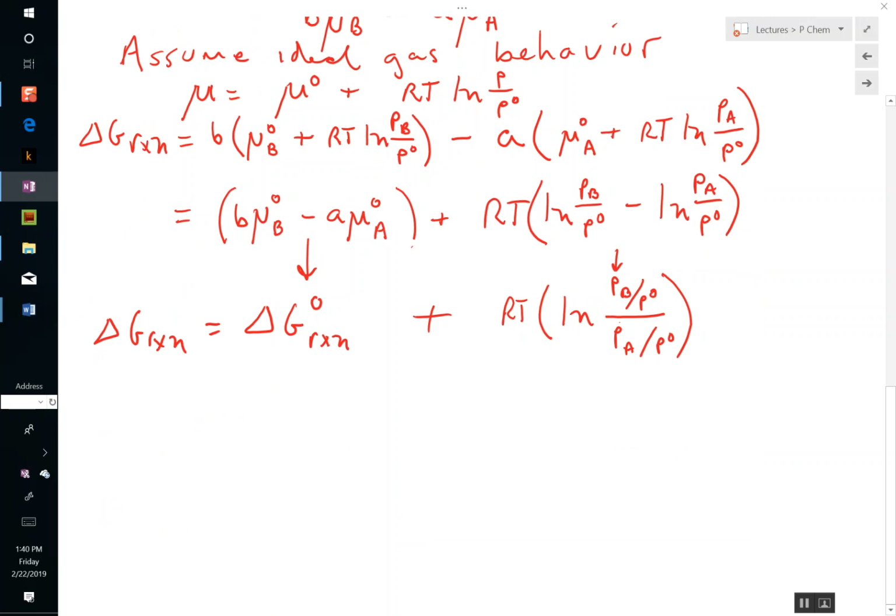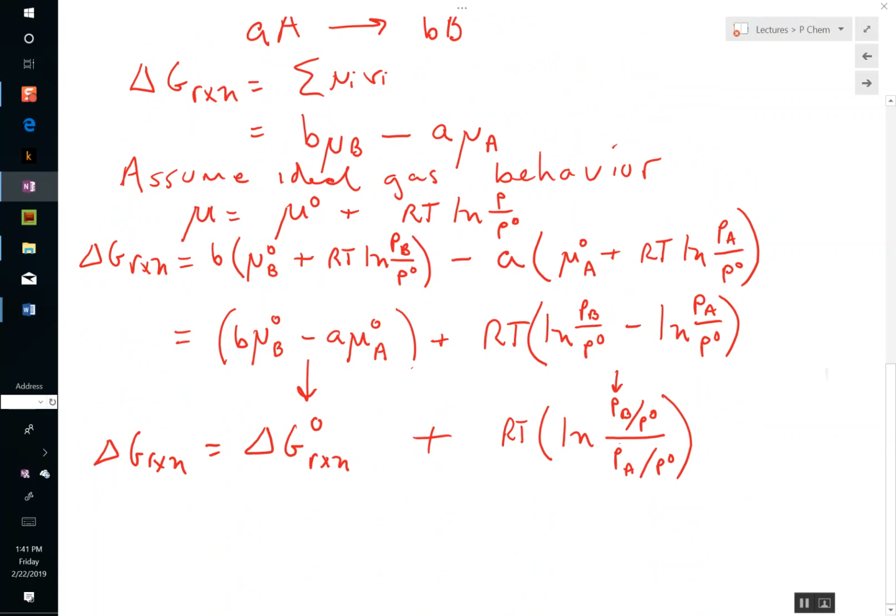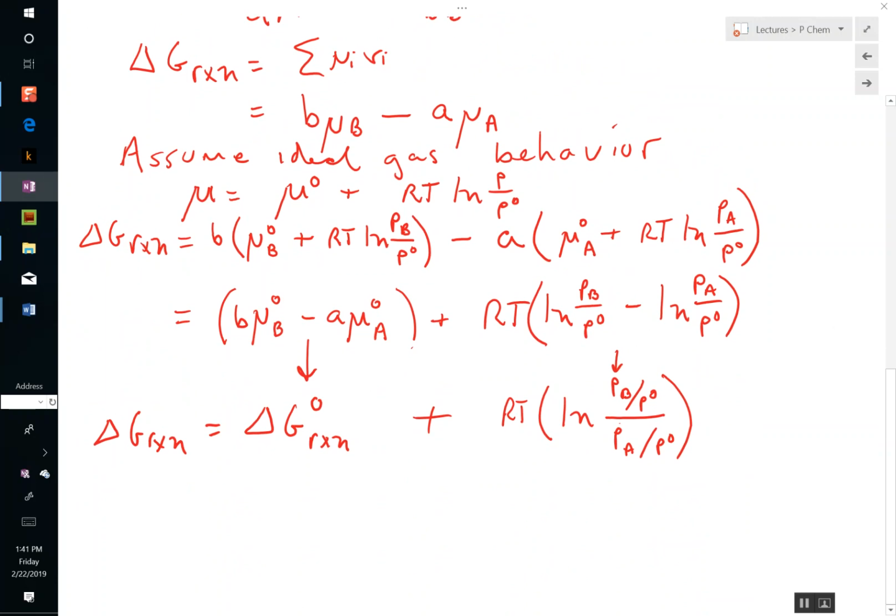Wait a minute here. Did I leave out the coefficients? Yeah, I did leave out these. Well, right. Maybe they don't cancel in this case because we do have coefficients A and B. Yeah, I oversimplified this. This is this to the power of A. Or this is the power of B.